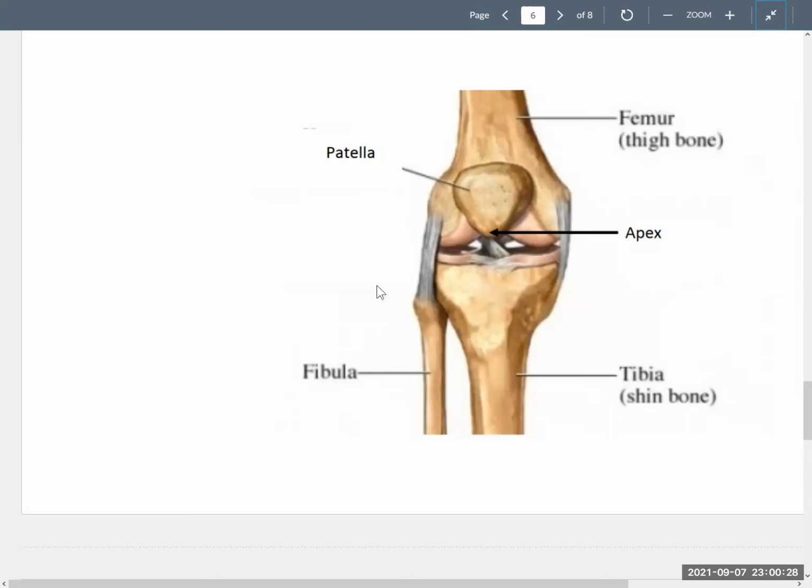Here's a portion of the knee, but I'm going to show you the knee as I said on Thursday. But I do want to show you the patella or kneecap. The apex of the patella is actually at the bottom, just like it was in the sacrum. Here's the fibula. Here's the tibia. And the femur.